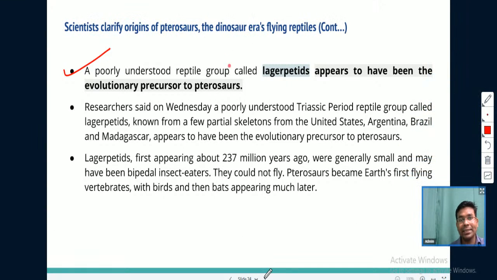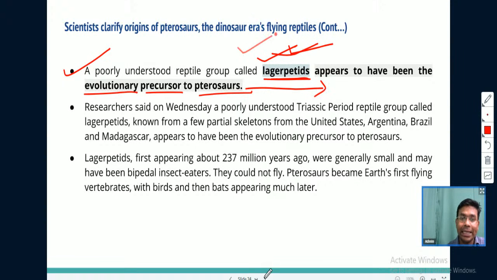They belong to a reptile group known as Lagerpetids. These Lagerpetids appear to have been the evolutionary predecessor, or precursor, to pterosaurs. So Lagerpetids are precursors or predecessors of pterosaurs. Pterosaurs came later. The Lagerpetids came first, then came the pterosaurs.